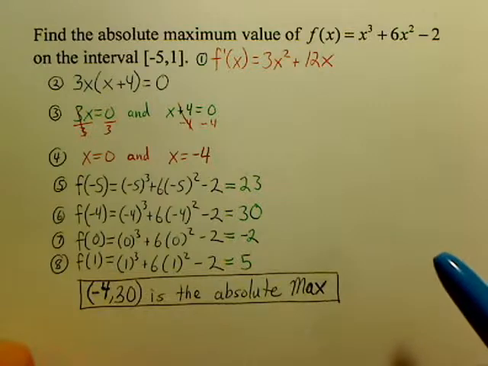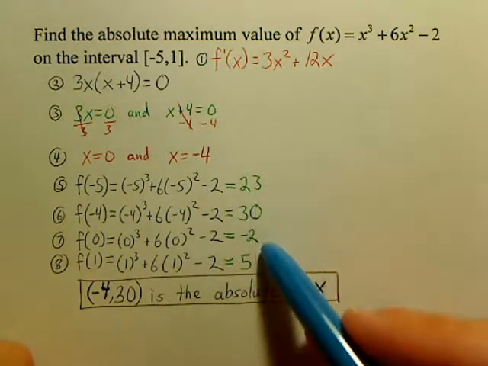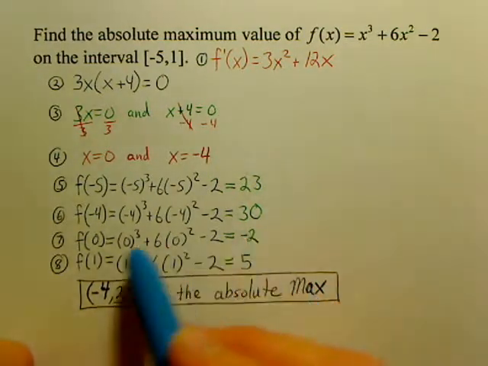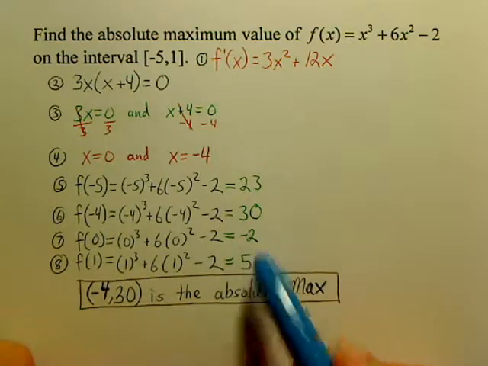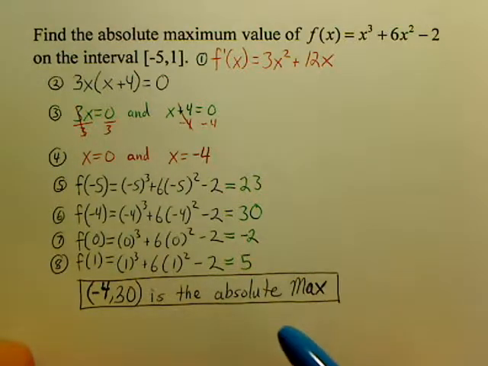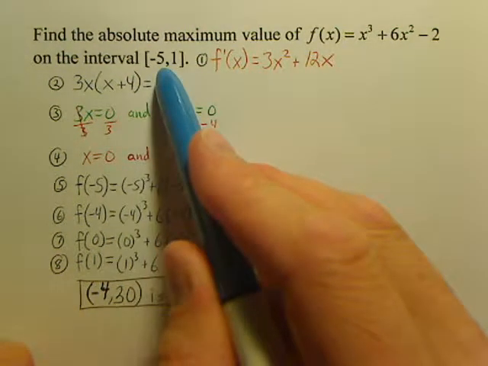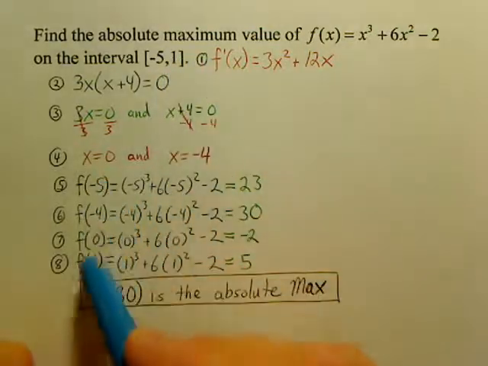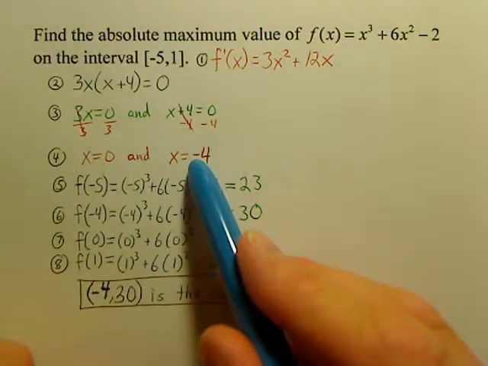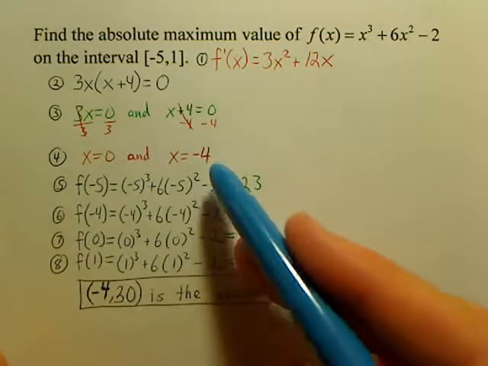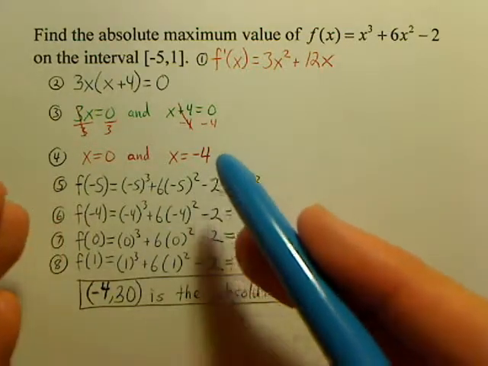Now if I'm looking for an absolute min, which is the smallest value? -2. So at 0, -2 will be my absolute minimum value on the closed interval. Again, don't forget to check edges, and don't forget to check in between values that are critical numbers.